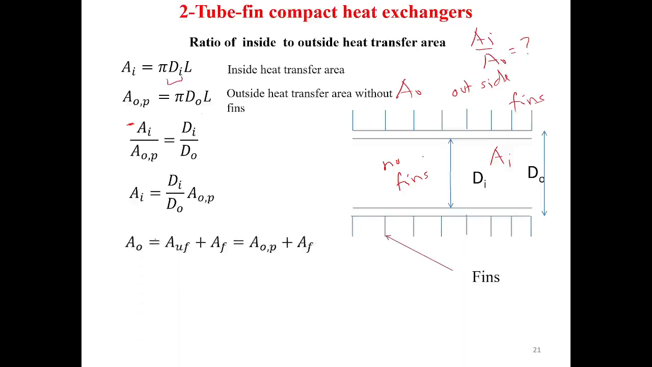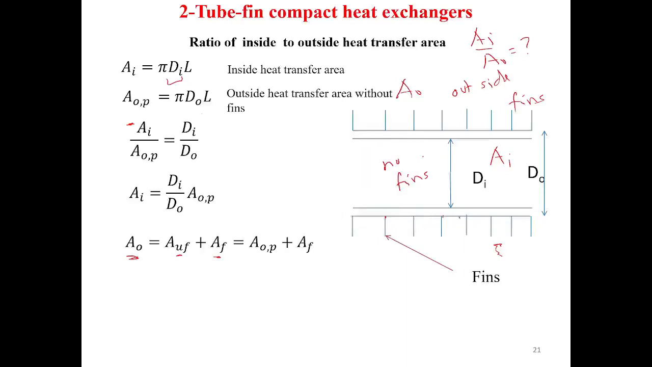Now we know that the heat transfer area outside is going to be the area of the fin plus the area of the unfinned part. What we are going to say is that the area of the unfinned part is the same as the outside heat transfer area without fins, as if we are neglecting the area taken by the fins on the surface.